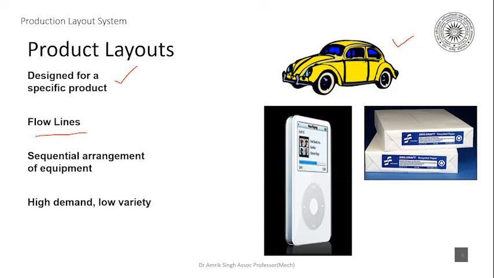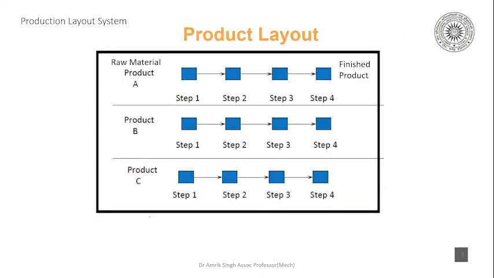Then flow lines. Because the material, the product, is flowing in a line, it is also known as a flow line type product layout. Sequential arrangement of the equipment. It is important. So the machines are laid down according to the sequence, and the products are high in demand and low in variety. Okay. So these are the features.